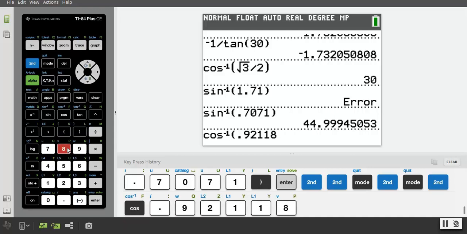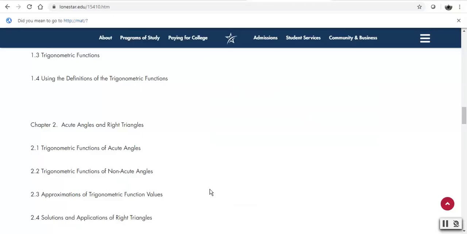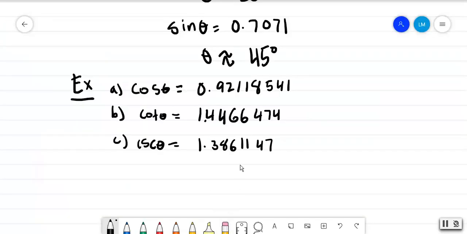Okay, so 92118,541. And then we're just going to hit enter. Now, let's go ahead and just round to the nearest degree. So that's going to be approximately 23 degrees. Okay, so this one is going to be that theta is approximately 23 degrees.